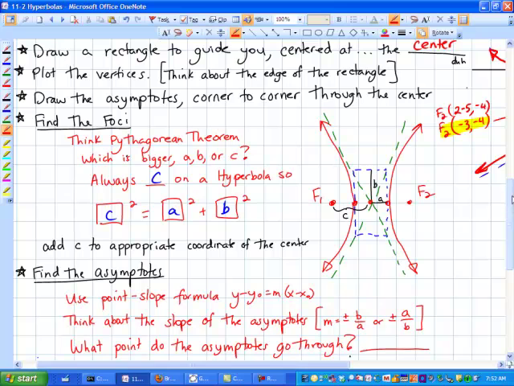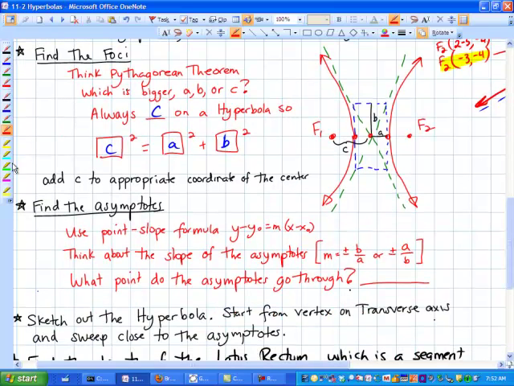All right, so let's move back over here to the notes. Let's see, so I've got find the asymptotes. Now I like to use the point slope form right here. Okay, so that's my favorite.